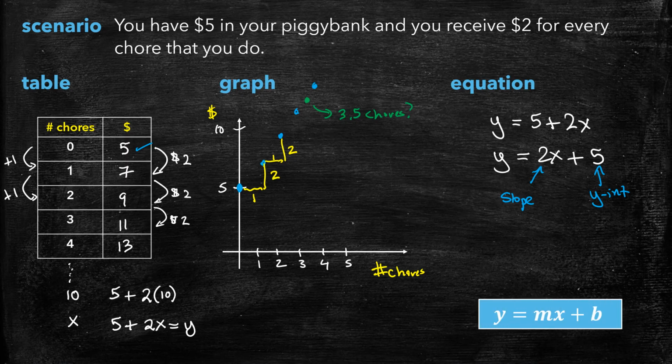So here we have the general equation of a line in slope-intercept form. Notice that slope is the m value that gets multiplied by x, and the y-intercept is the b.